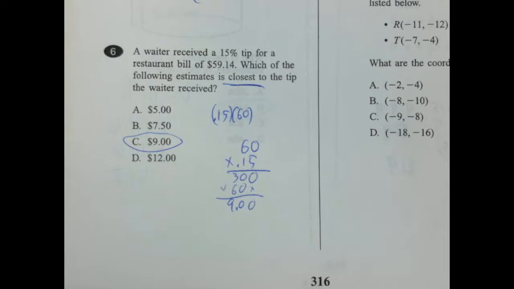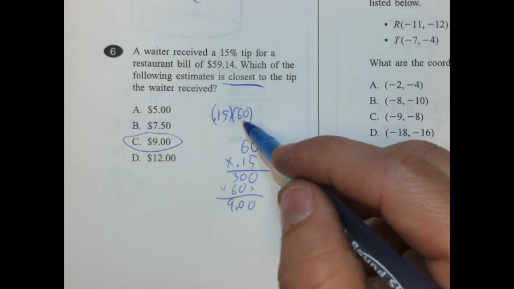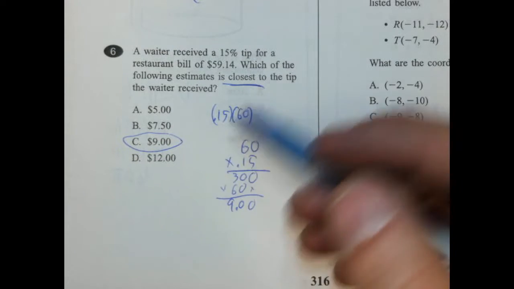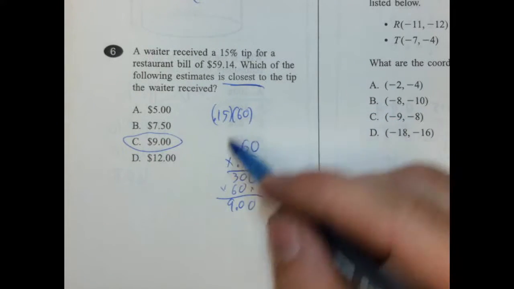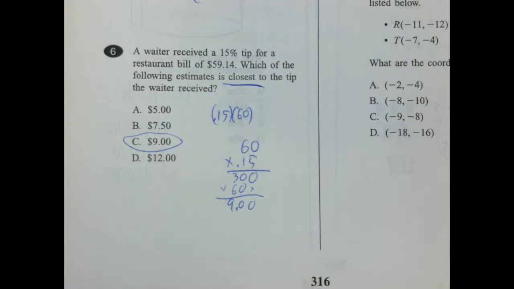Some quick mental math, what you could do is, 10% of 60 is 6, and 5% would be half of that. It would be 3, so 3 plus 6 is 9. So yeah, 9.